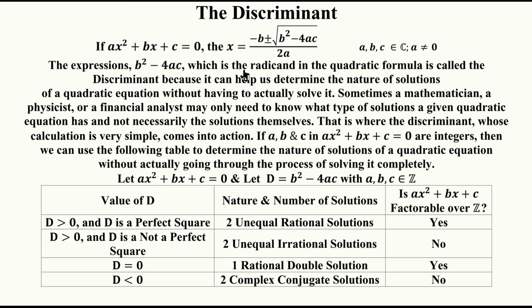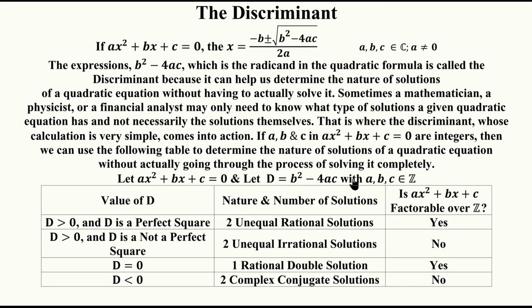We know what that means. We don't need to worry about a being 0 anyway, so we're not going to get 0 in the denominator. So we end up with what's called 2 unequal rational solutions. Unequal because, of course, you get a different thing when you add a positive number to negative b over 2a than when you subtract the same positive number. That's why we have the unequal written here.